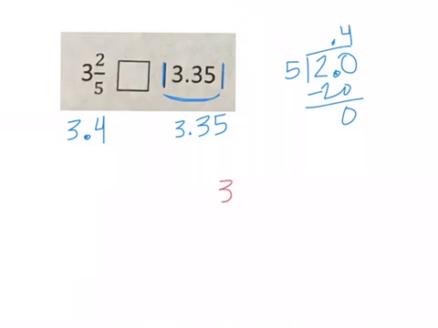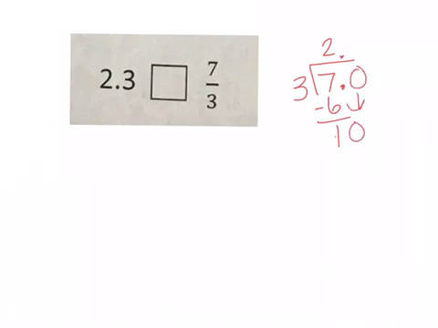So let's line them up, 3.4 and 3.35. And put my placeholder there. And let's compare. So the 3's match up. The 4 and the 3, 4 is definitely larger than 3. So I can go back to my original problem and say that 3 2/5 is greater than the absolute value of 3.35.